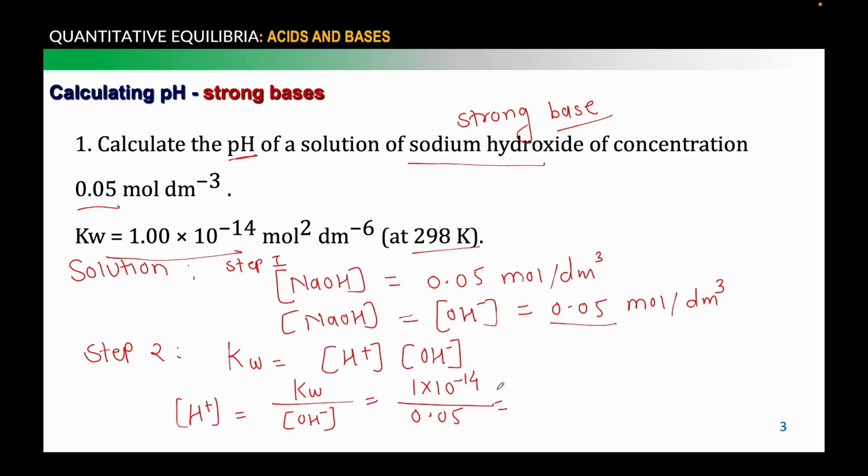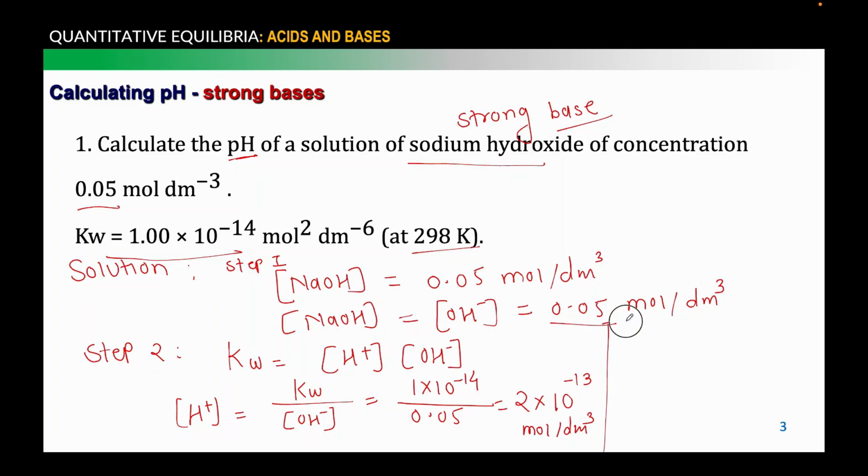So your calculators are ready maybe. So students, you can calculate this value. Directly do 1 divided by 0.05 into 10 to the power minus 14. Then we can arrange to significant figures. So, students, my answer is 2 into 10 to the power minus 13 and its unit is mole per dm cube because we are calculating concentration.